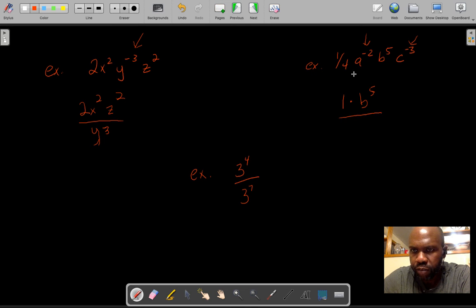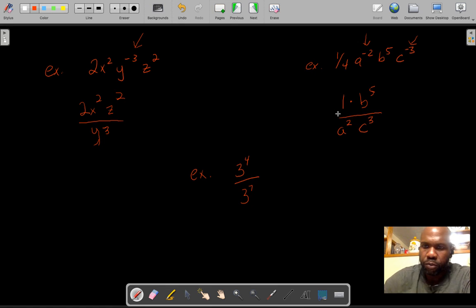Over, then we have a squared, so that's going to go on the bottom. So that's a squared. Okay, and then we have the other one, c to the power of 3. So that's going to stay in the bottom. So therefore, after I take out the 1, it's going to be b to the 5th over a to the second, c to the third. And that will be the answer to that.